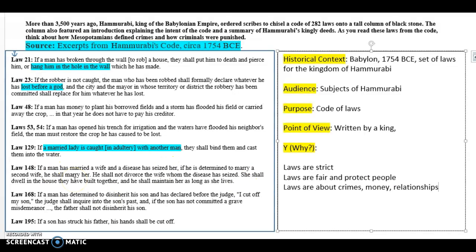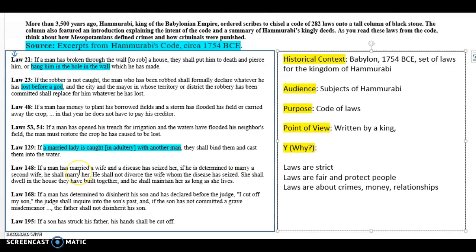Law 148: If a man has married a wife and a disease has seized her, if he is determined to marry a second wife, he shall marry her. He shall not divorce the wife whom the disease has seized. She shall dwell in the house they have built together, and he shall maintain her as long as she lives. So there's a lot of stuff going on here. My goodness.